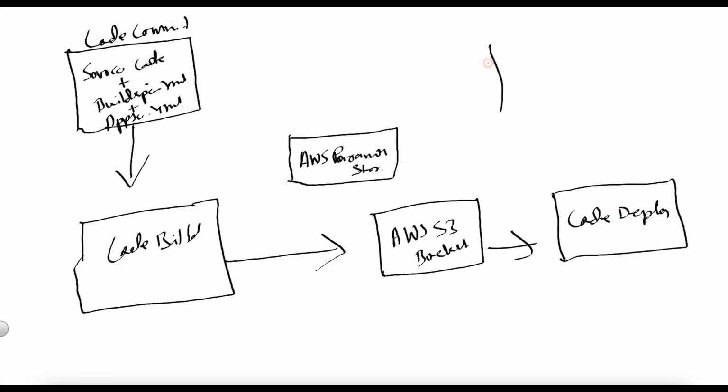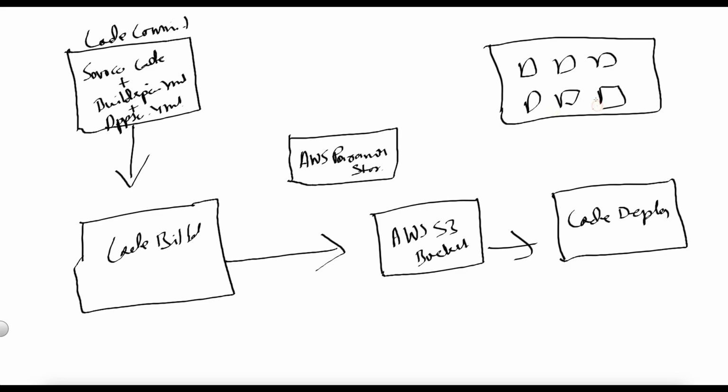And let's say these are our EC2 instances, small EC2 instances, which have the AWS CodeDeploy agents installed. In each instance we have the CodeDeploy agent. Now this is our flow.